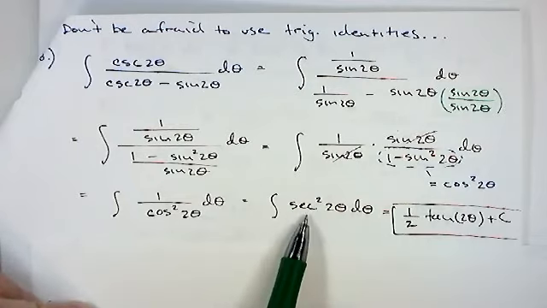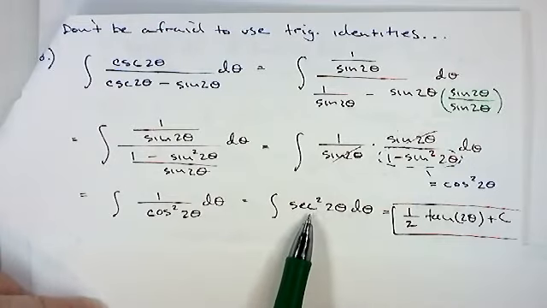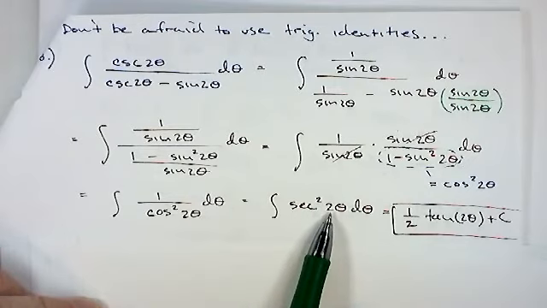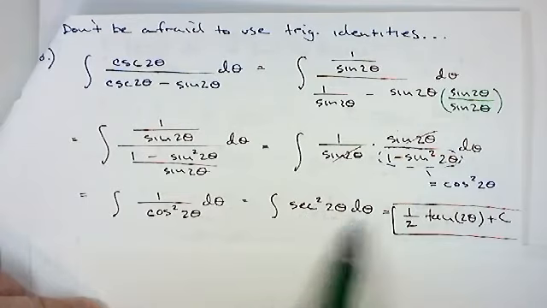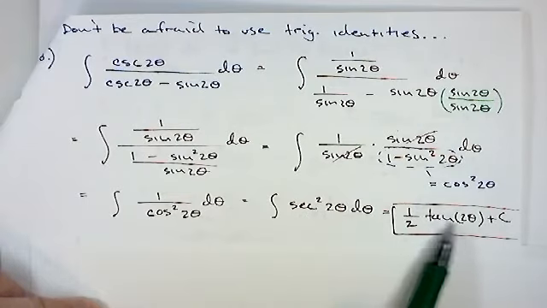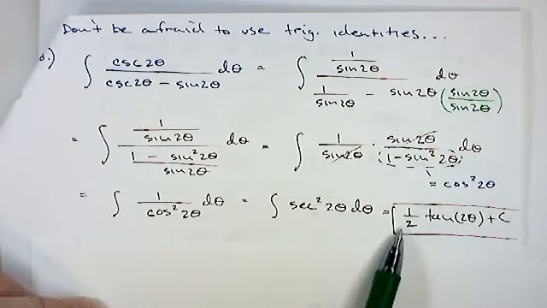And secant squared is, of course, tangent's derivative. But what we were practicing in the last notes was there's a little bit of a chain rule here, right? We have to acknowledge a chain rule in reverse. The antiderivative of secant squared of 2 theta is tangent of 2 theta divided by 2, which is the same thing as times 1/2, plus a constant.